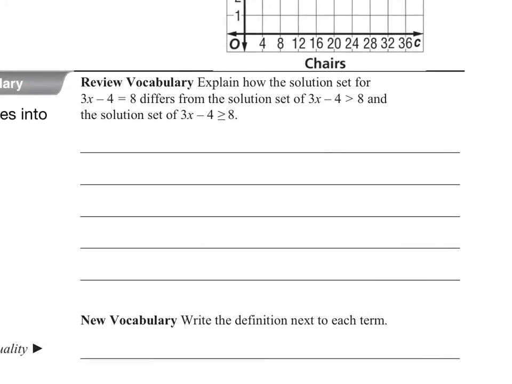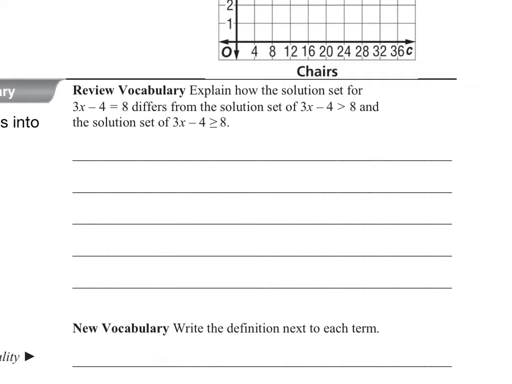Okay. So it says, explain how the solution set for 3x minus 4 equals 8 differs from the solution set of 3x minus 4 is greater than 8 and the solution set of 3x minus 4 is greater than or equal to 8. And what you'll notice is that this component's the same on all of them. But what's changing is that one of them is an equal sign, one of them is a less or greater than sign, and the other one is a greater than or equal to sign. So when we're looking at inequalities, here's the difference.